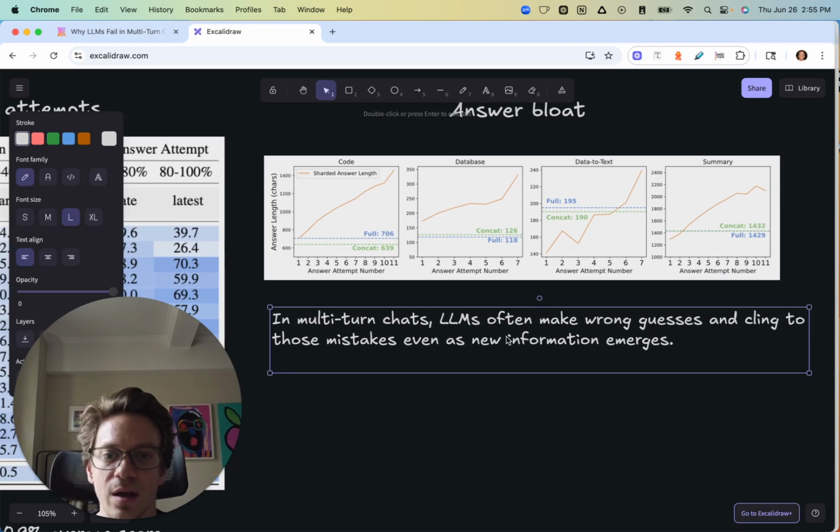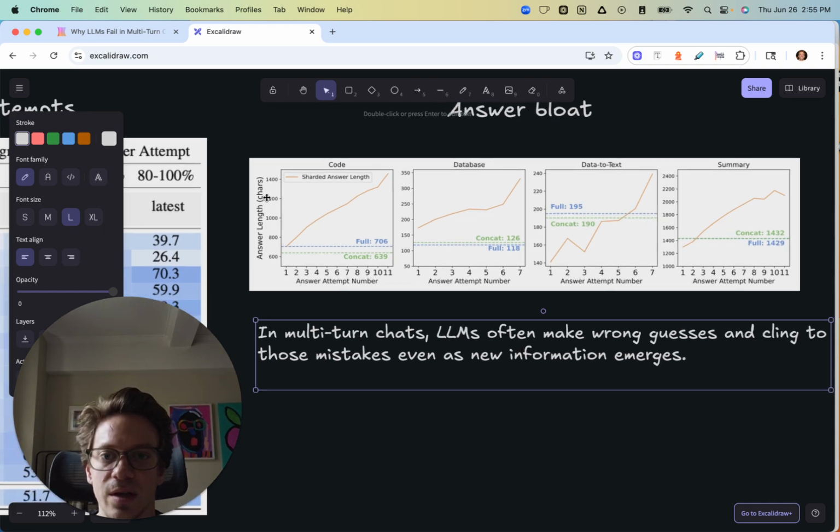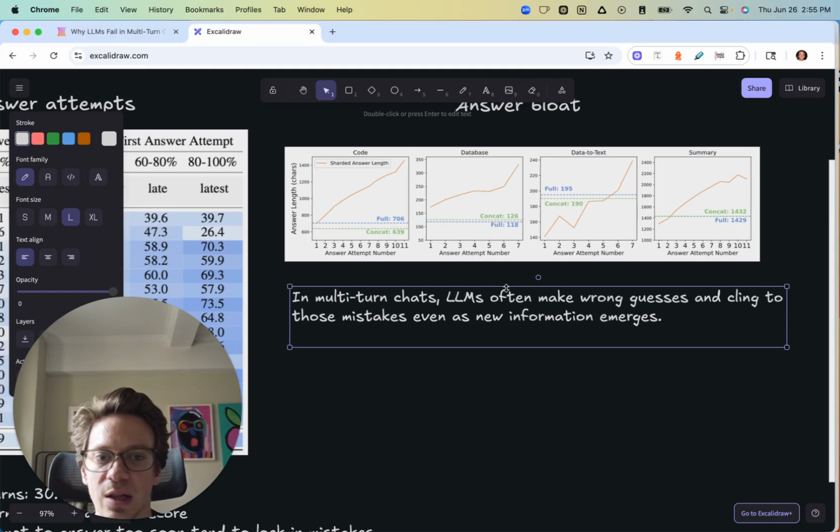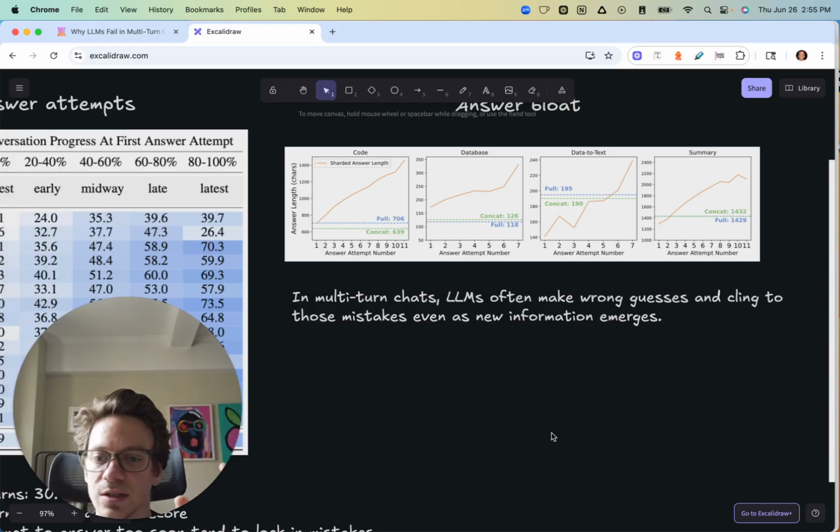So let's look at this chart. This chart does answer length versus answer attempt. And you can see in the beginning for full and concat, and then we have sharded. They start at the same spot, obviously, for their first answer, the length is the same. And then the further it goes on, the longer their answer attempts get. And so LLMs will often make these wrong guesses and then cling to those mistakes. And that is what can drive up the length of the answers, because it's still holding on to all these different assumptions.